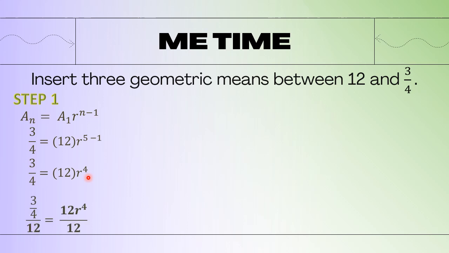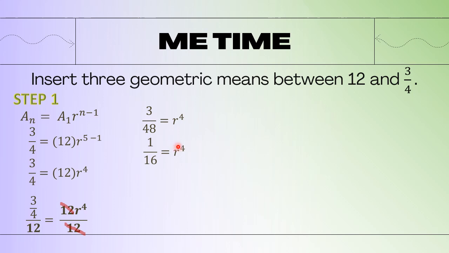And then let us eliminate the 12 on both sides of the equation to isolate r raised to 4. So here, we can cancel out the 12. And so, we will have r raised to 4 equals 3 over 48. So, you divide 3/4 by 12. Maybe you can use the horizontal way, wherein you proceed with multiplication, 3/4 times the reciprocal of 12, and that is 1 over 12. So you multiply, and you would have 3 over 48. But of course, before I get the fourth root of the terms in the given equation, I'm going to simplify first.